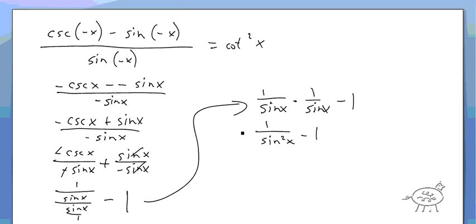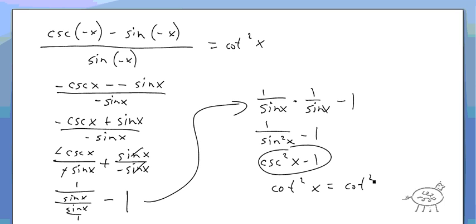And then 1 over sine squared of x is cosecant squared of x minus 1. And then again from our identity, cotangent squared of x plus 1 equals cosecant squared of x. I move the 1 over, and this is then an identity. So I can write this then as just cotangent squared of x equals cotangent squared of x. And we're done with that identity.